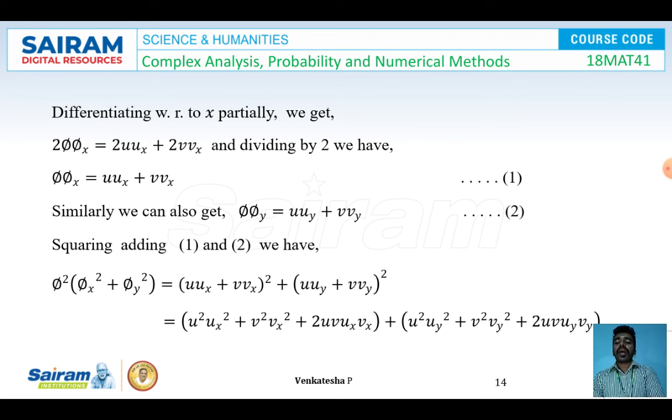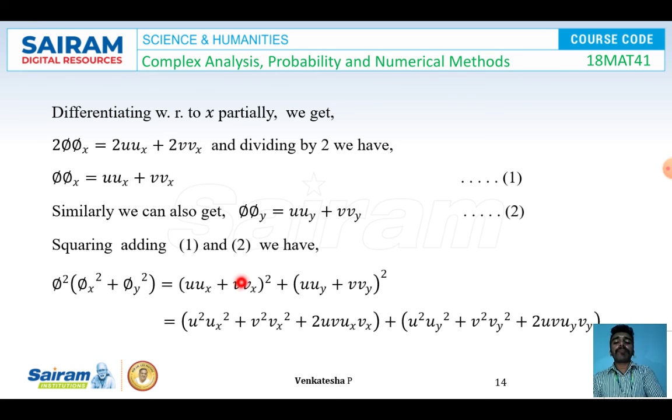Now I'm going to square and add both the expressions. So squaring this expression and squaring this expression and adding, I'll be getting phi squared phi x squared plus phi squared phi y squared is equal to (u ux plus v vx) whole squared plus (u uy plus v vy) whole squared. I'm taking phi squared as a common factor. I got phi squared into (phi x squared plus phi y squared) is equal to (u ux plus v vx) whole squared plus (u uy plus v vy) whole squared.